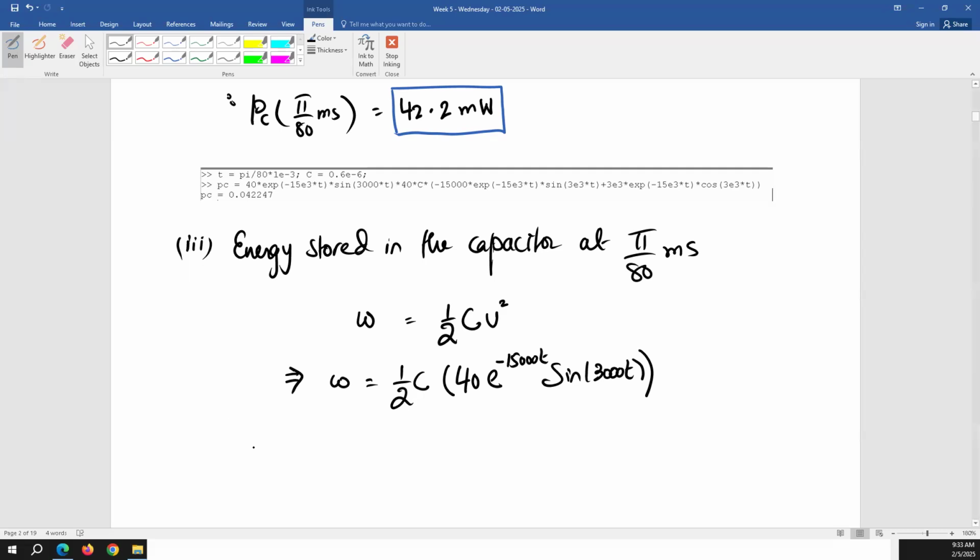So let's go ahead and plug in the time value and calculate the energy stored at that time.